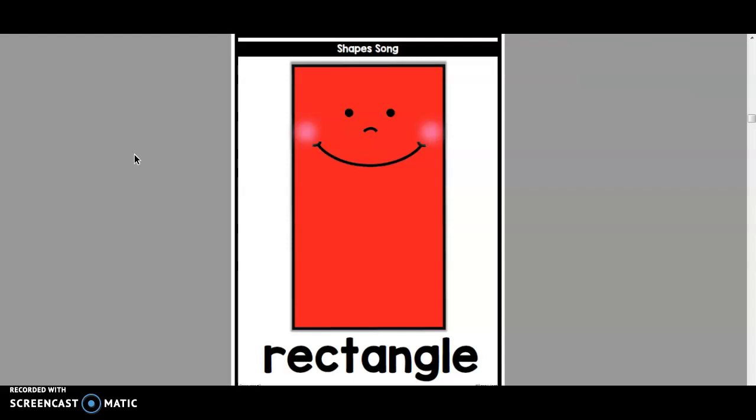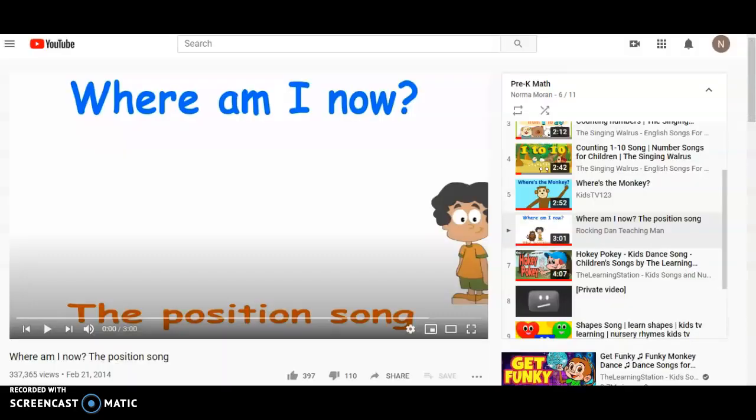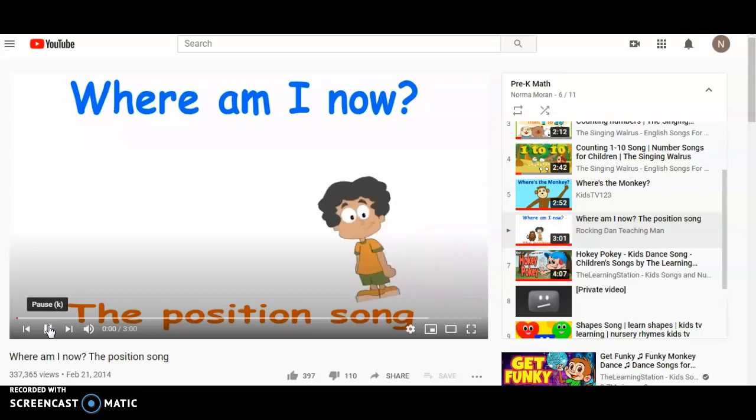Now we're going to talk about positional words. Do you remember what positional words are? Remember, position words are words that tell us where things are, whether up, down, under, or beside. Okay, I want to show you this video, and it also has positional words. It tells you where things are. Let's watch a little bit of it. It's called Where Am I Now?